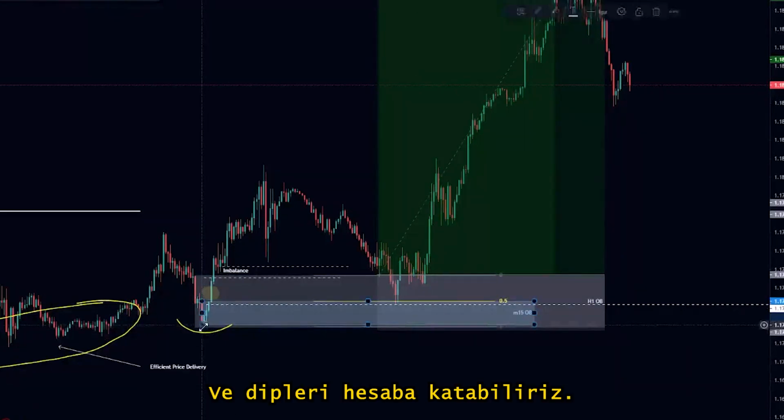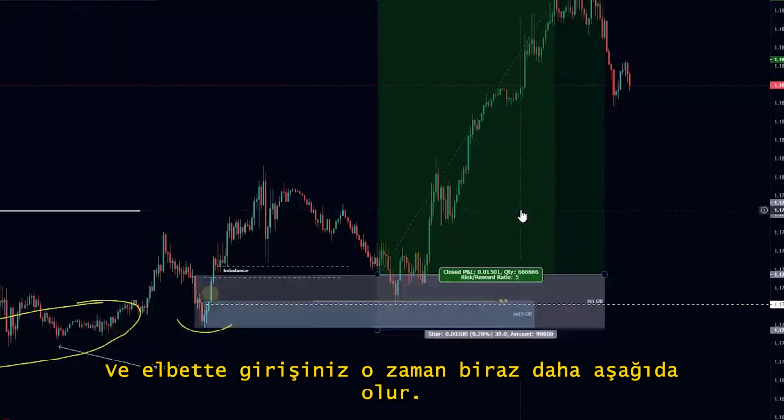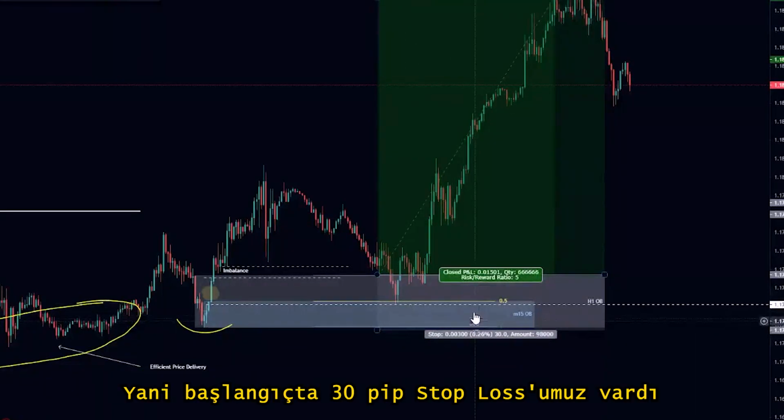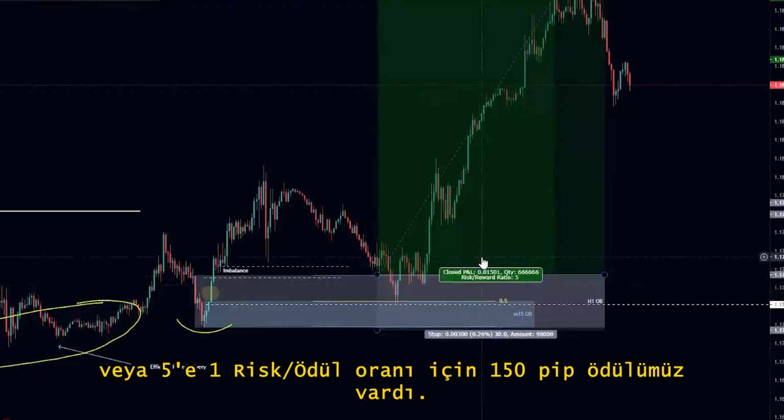Okay, and we can factor in the lows. And of course, your entry would then go a bit lower. Your stop loss would be smaller. So initially, we had a 30 pip stop loss for a 150 pip reward for a 5-to-1 risk to reward.